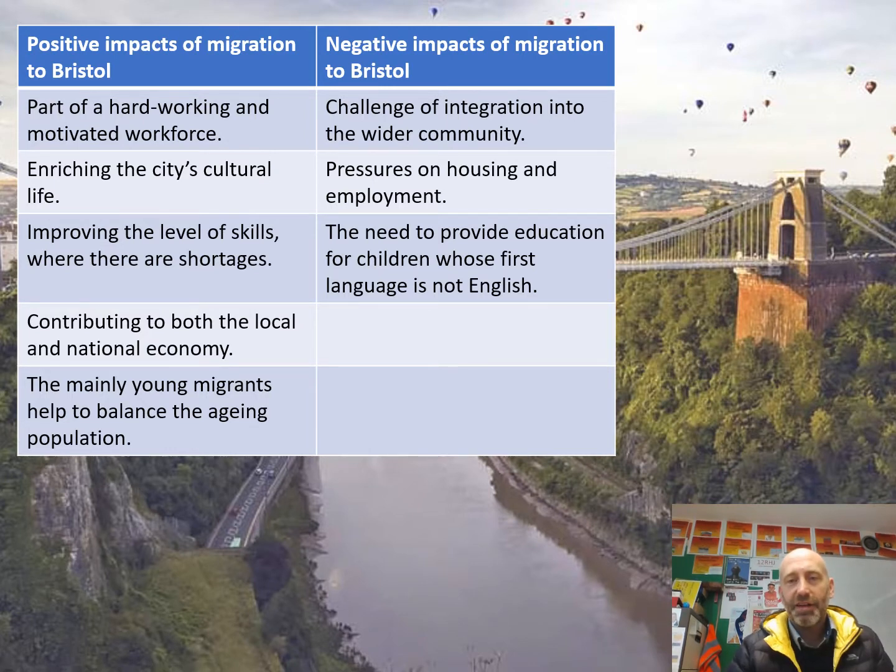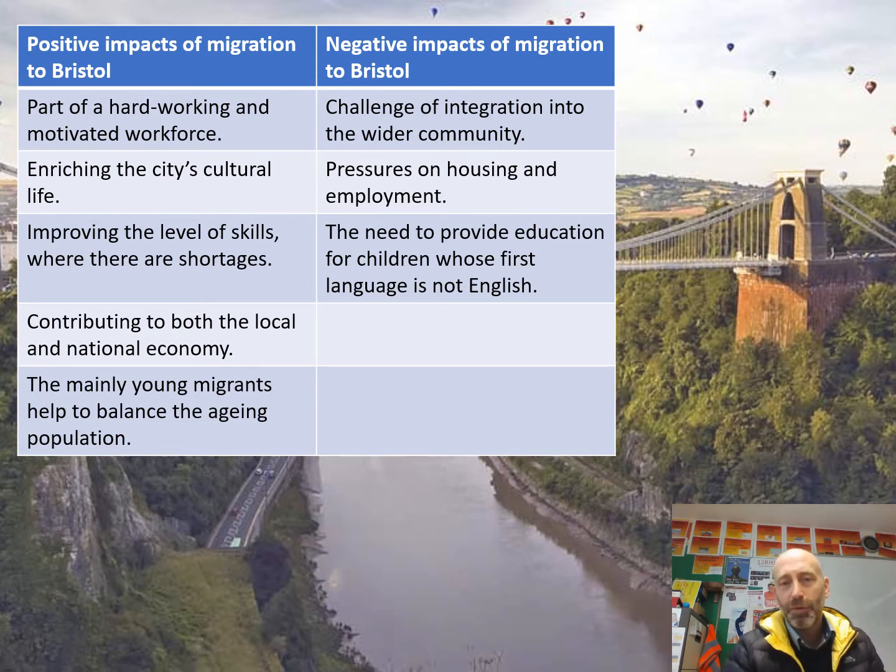Okay, so these are the answers. These are the ones you should have got in each side of the table. So positive impacts: part of the hardworking workforce, enriching the cultural life of the city, filling in skills where there may be shortages, adding to the local, sort of Bristol and the UK economy. And finally, migrants, same as when we looked at Rio, tend to be younger, and so they tend to balance the aging population that we've got in the UK.